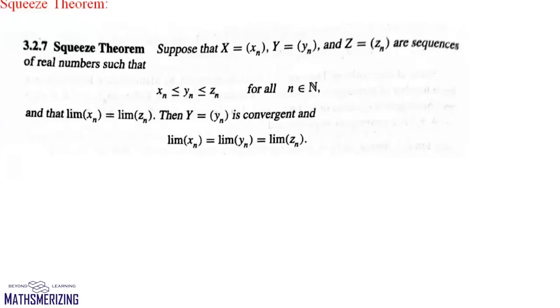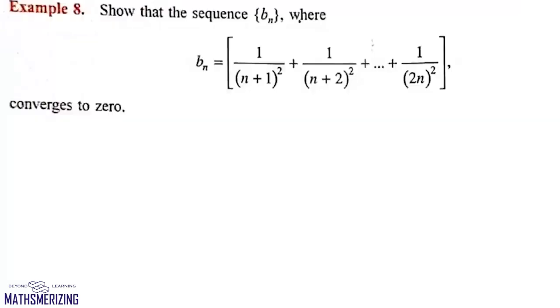It says, suppose we have three sequences x, y and z, such that for all natural numbers xn is always less than or equal to yn, which is always less than or equal to zn, and if limit xn is equal to limit zn, then the sequence y will also be a convergent sequence and limit of y will be the same as limit of x and z. Now let us take an example. Say for example, show that the sequence bn, which is 1 upon (n plus 1) square plus 1 upon (n plus 2) square up to 1 upon (2n) square, converges to 0.